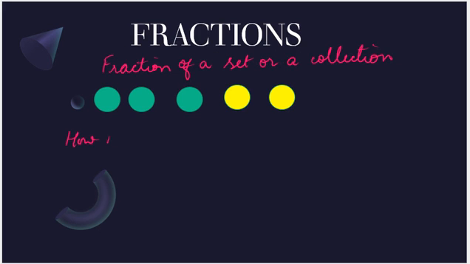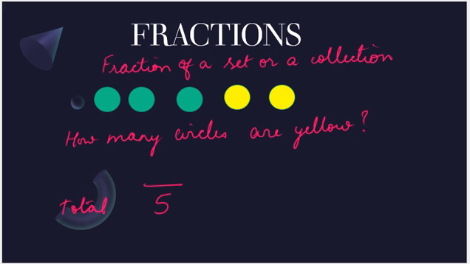How many circles are yellow? So out of a total of 5 circles, 2 of them are yellow. So in this case, this is called a fraction of a set or a collection.